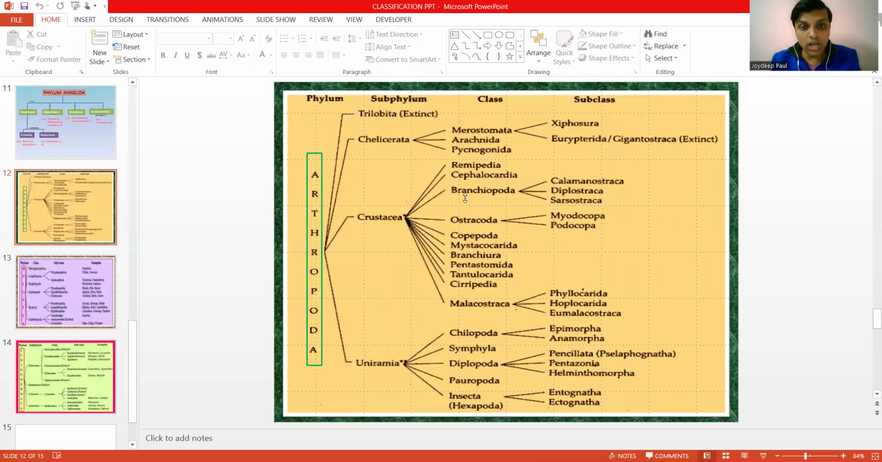Class 1, Chilopoda, commonly known as centipedes. Body is divisible into head and trunk. Each trunk segment bears a pair of legs. The first pair of legs are modified into poison claws. There is a single pair of antennae, and they are distributed throughout the world. There are about 3,000 species distributed between 2 subclasses. Subclass 1, Epimorpha, and subclass 2 is Anamorpha.